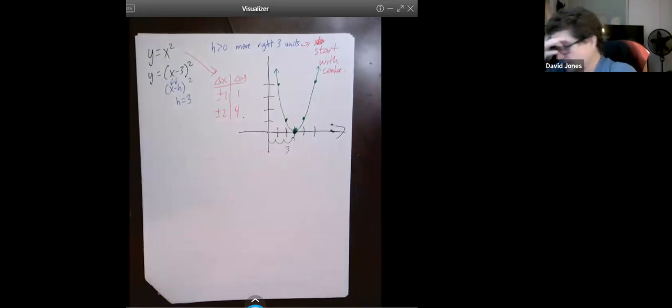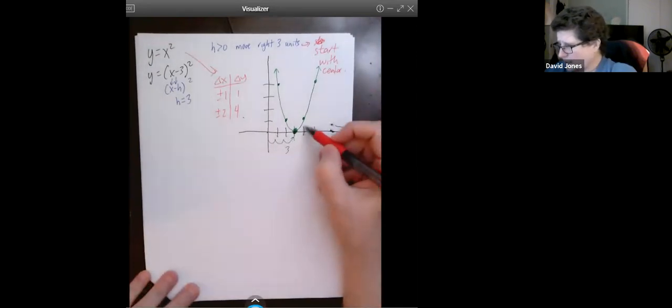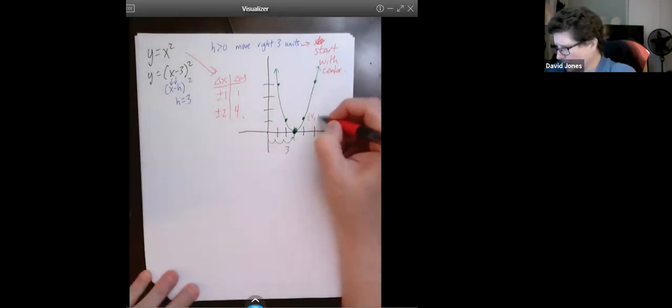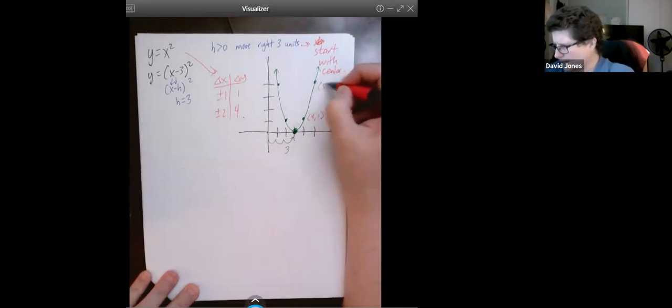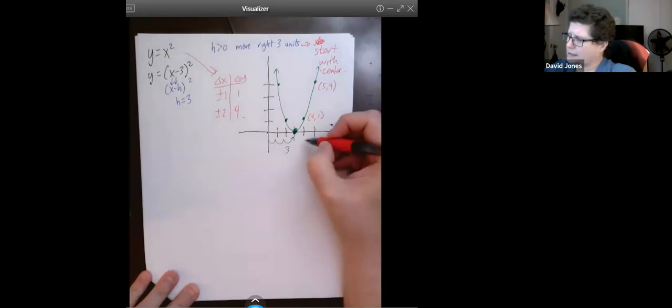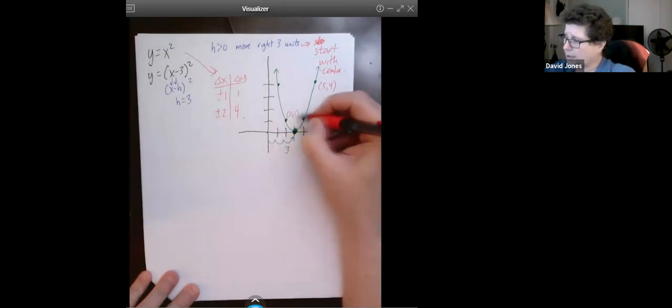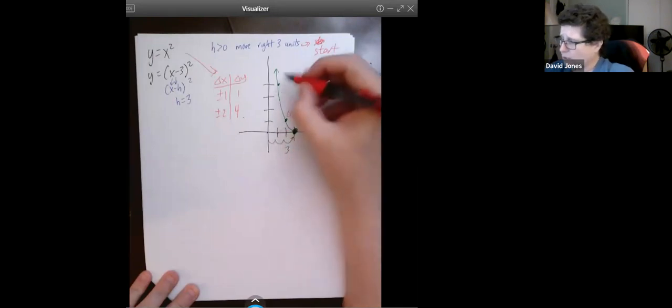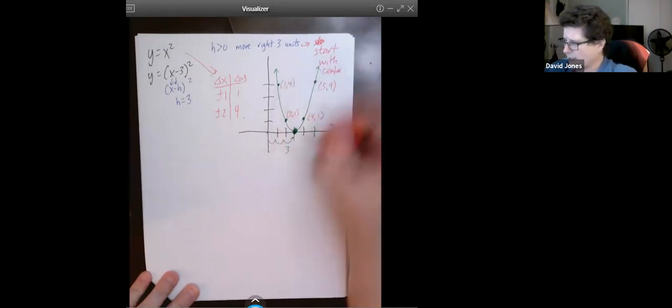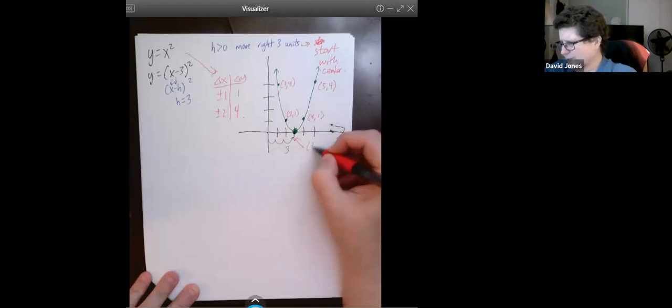And you don't need to do this, but I'm doing it just to show you how it works. This point right here is (4, 1). This point up here is (5, 4). And here, 1, 2, up 1. This is (2, 1). This is (1, 4). And the vertex is (3, 0).